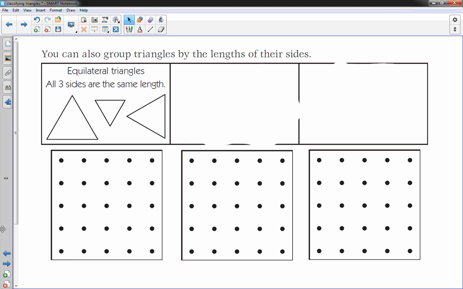All three sides are the same length. So I'll try to draw one here quickly for you. And that's probably the best I can do with this dot paper. You probably could make a larger one or maybe figure out a way to draw one that's a little more accurate. But that triangle would have three equal sides.